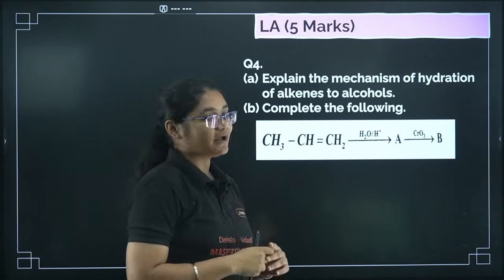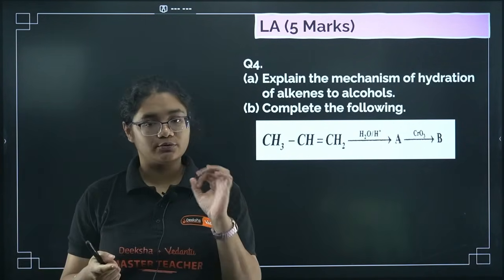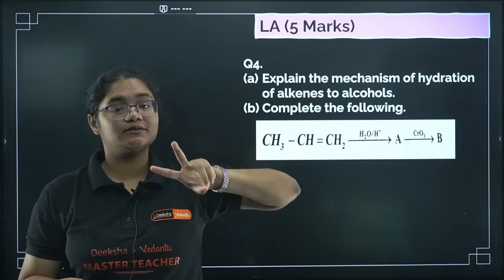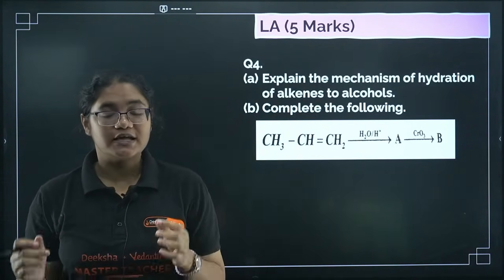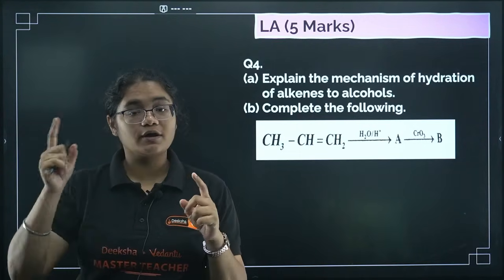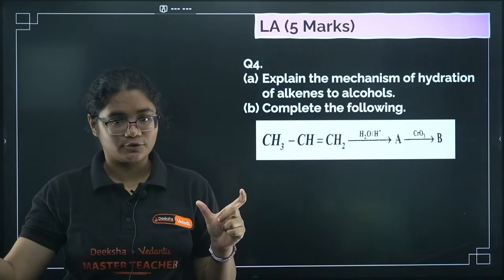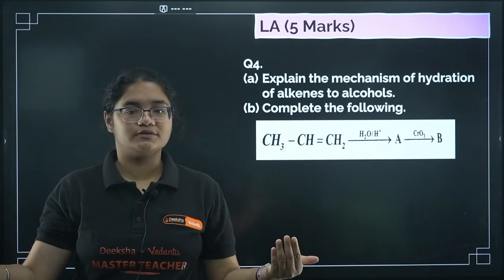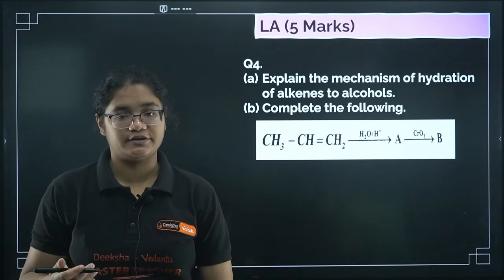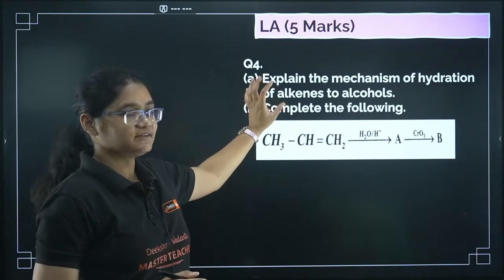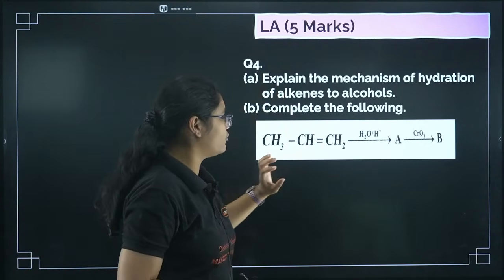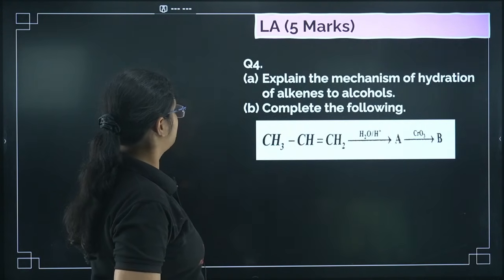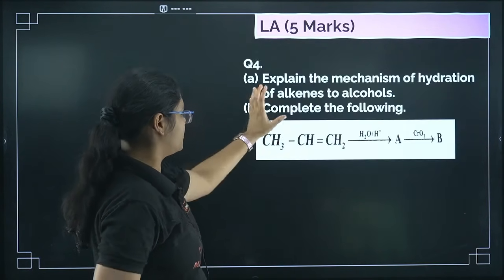Next we'll see question number 4: explain the mechanism of hydration of alkenes to alcohol. I told you there are 3 mechanisms, right? So this is the third mechanism. Students get confused between the first and third mechanism. There is one mechanism for alcohols to alkenes, that is your dehydration. The other one is alkenes to alcohols, which is your addition reaction. So that question is asked here. Next is complete the following reaction.